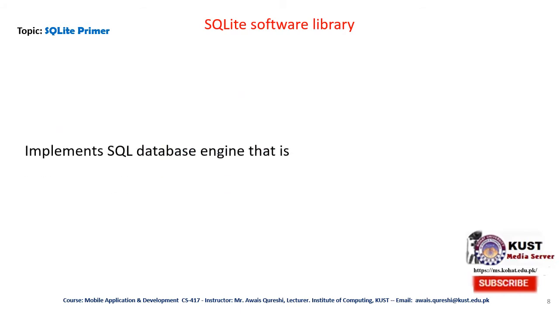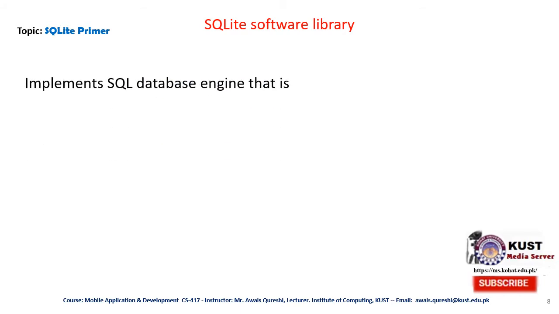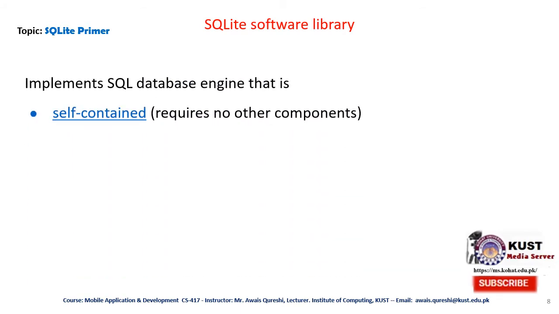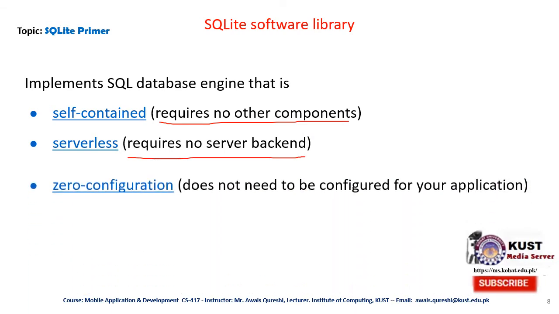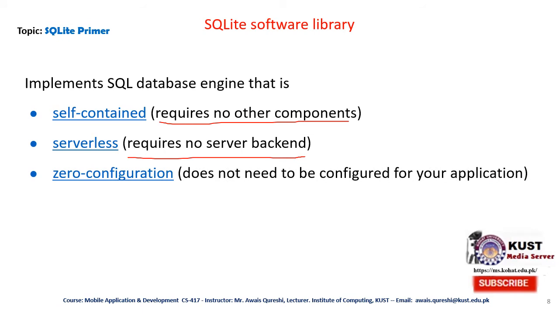SQLite is a software library and it implements an SQL database engine that is self-contained. This means that it requires no other components. It is isolated but self-contained, and that's why it is very useful. The second thing is that it is serverless, requiring no server backend. And it takes zero configuration. You do not need to configure it for your application. It is configured by default.